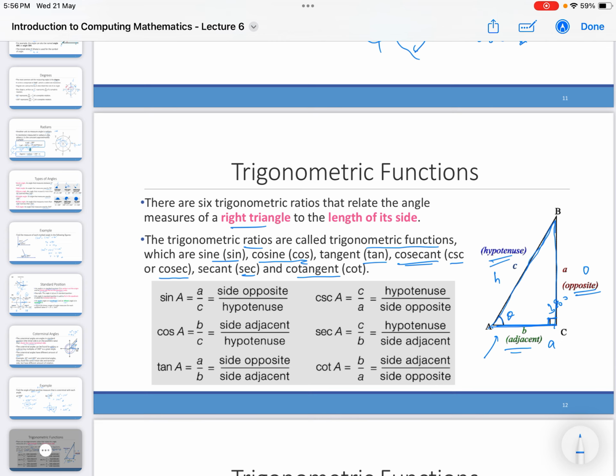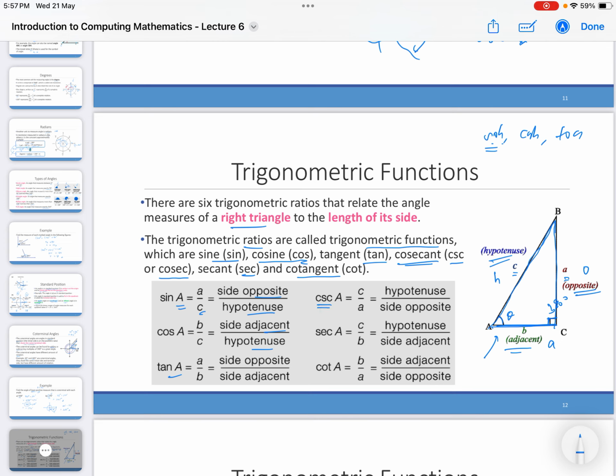So this one we know, sine. Let's say this one is theta. So we have sine theta equals, we use the SOH-CAH-TOA formula. Sine theta equals opposite over hypotenuse, so the opposite will be this one, A over C. Cos is CAH, adjacent over hypotenuse, and then tangent is TOA, opposite over adjacent. Okay, and then cosecant, secant and cotangent.